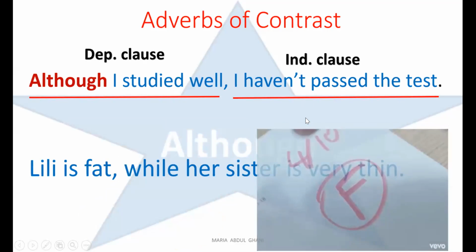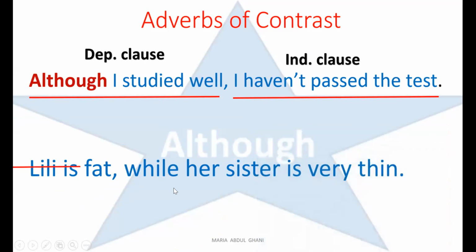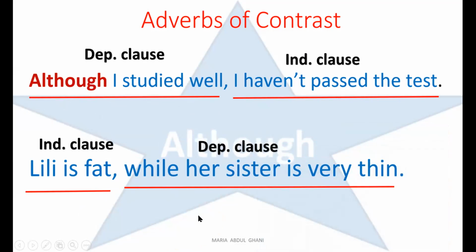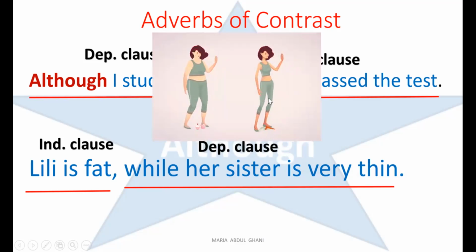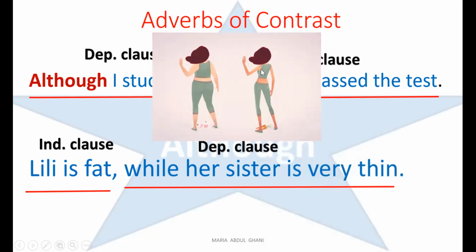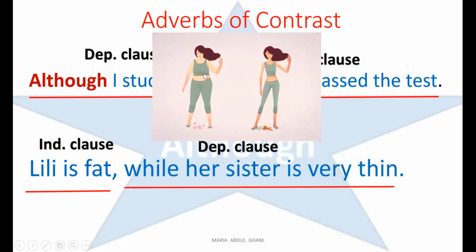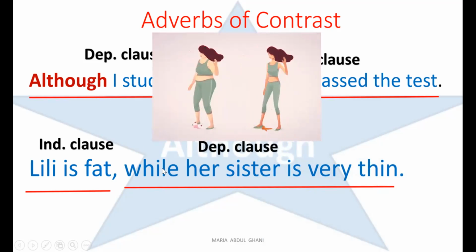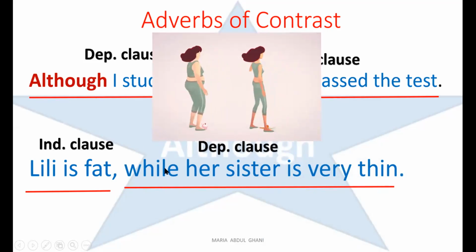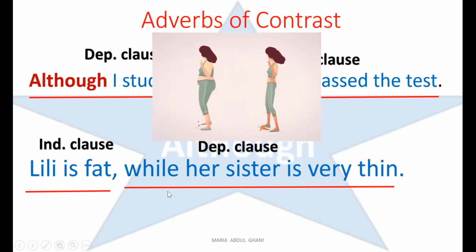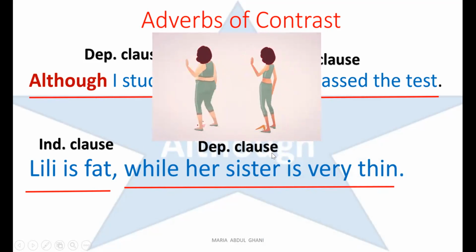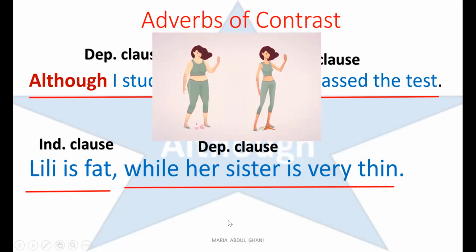This is one. Lily is fat while her sister is very thin. Let's see, here is the independent clause and here is the dependent clause. In the picture, you see two sisters, one of them is thin and the other is fat, and we are comparing between them using the word while. So here we have two usages of while. While is used in case we have two action verbs and one of them interrupts the other, and while is also used for comparing between two. Fine?